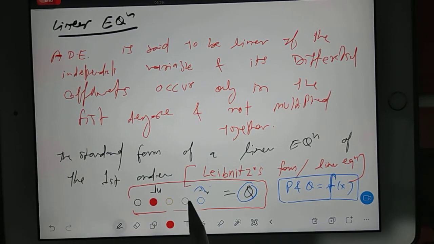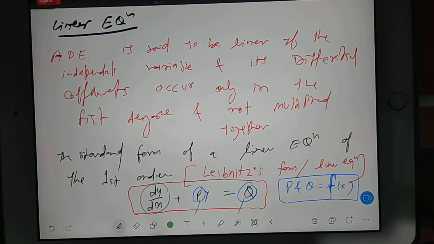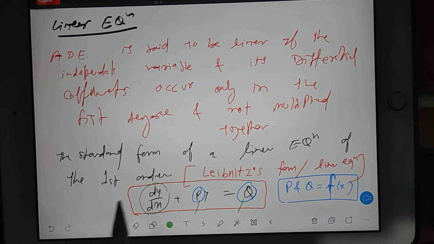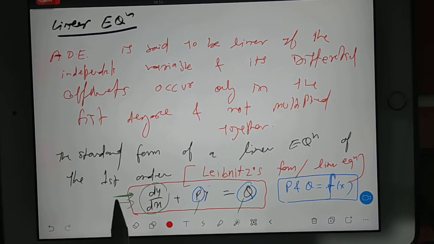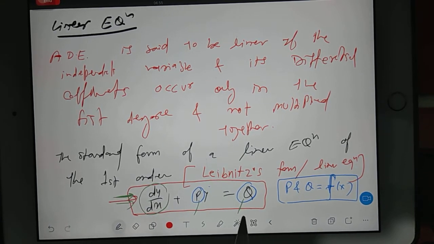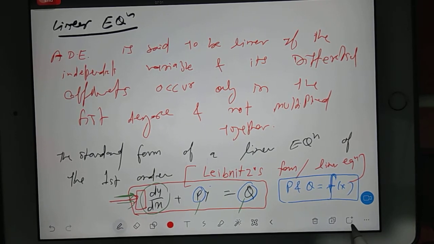First, you recognize p is here, q is here, dy by dx is here. See the term here, very simple. Whenever this kind of question or related questions come, you have to rearrange the question and always make it in this pattern. Keep in mind, you don't have any coefficient here. Okay, I will change the page.